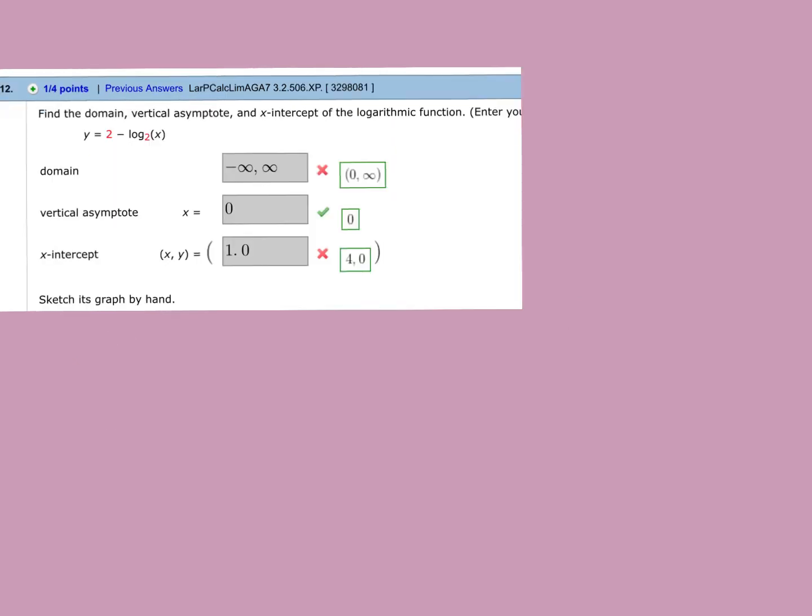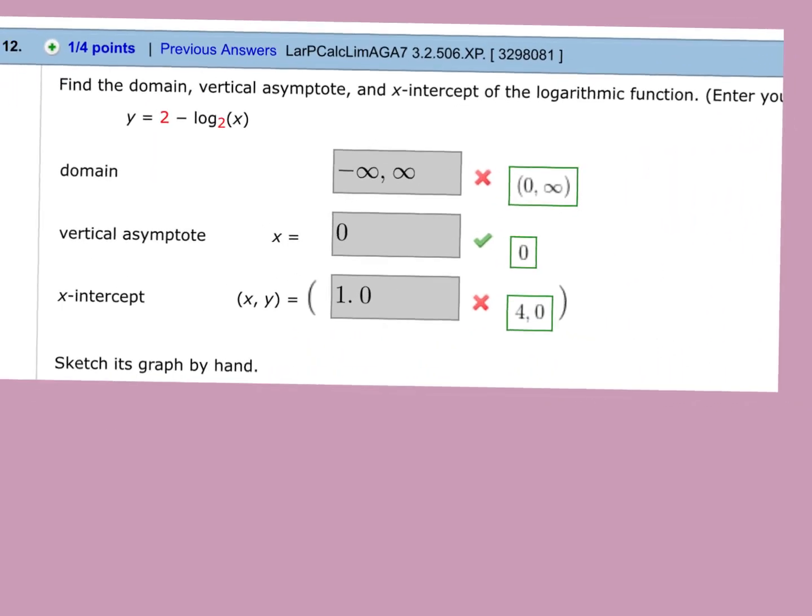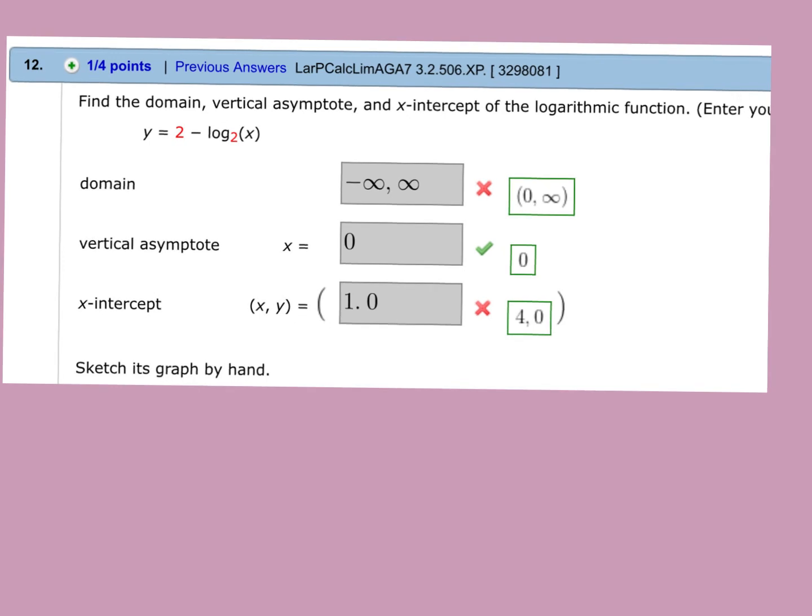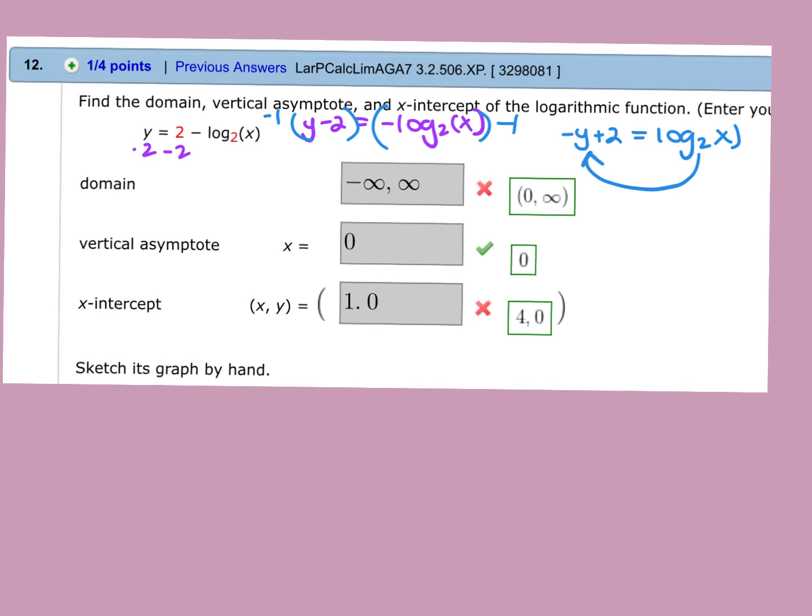This was 12, so it may have looked different number-wise, but the concept's the same. The first thing you want to do is get the log on the side by itself. So I have to subtract the 2. I'd get y minus 2 equals negative log base 2 of x. And then you've got to get rid of the negative. So it becomes negative y plus 2 equals log base 2 of x. And now I convert. So 2 to the negative y plus 2 equals x.